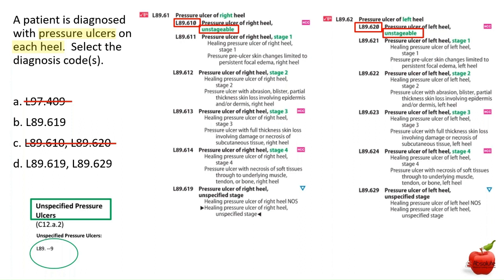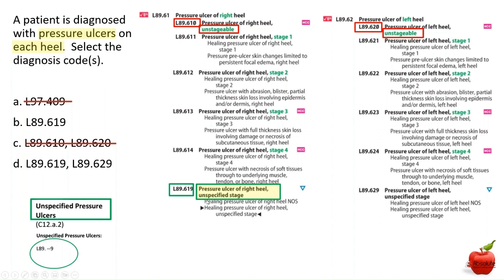It's simply not given to us. The information is not given to us as far as the specifics of this ulcer. So it is not unstageable, it's unspecified. So we are looking for L89.619 for pressure ulcer of the right heel, unspecified.